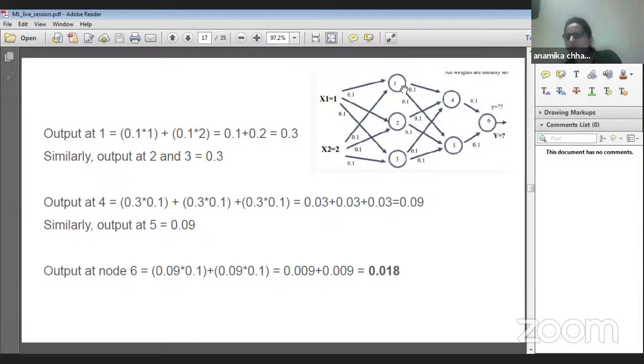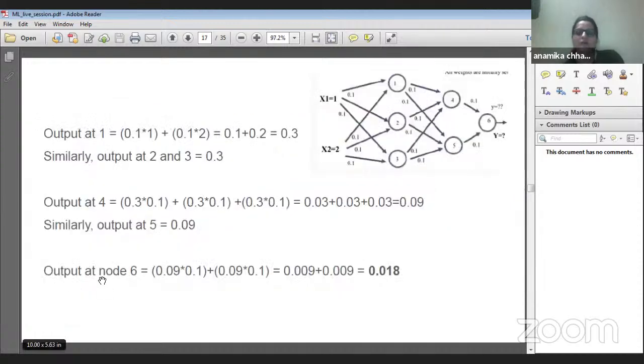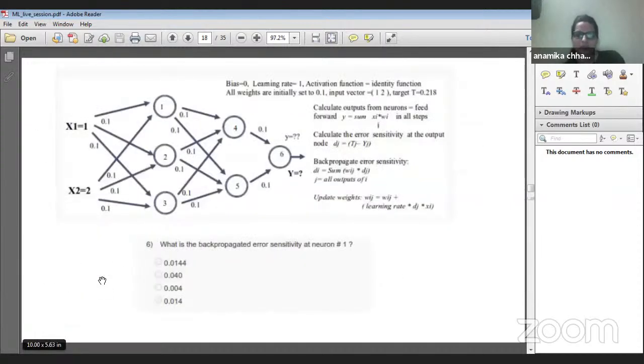The output of 1 is going to be the input of 4, so we get it to be 0.09. Similarly for neuron number 5, so 6 will get 0.09 into 0.1 plus 0.09 into 0.1, that is 0.018. So that is the second option. Very simple. Now we're going to use that answer, and then we move ahead.